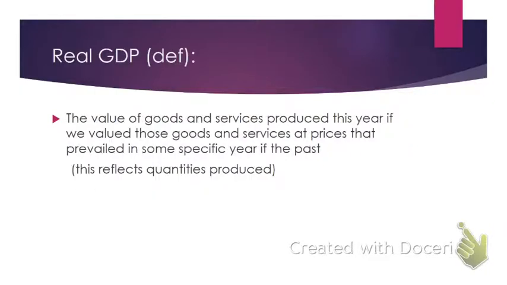Okay. All right, so definition of real GDP. It's the value of goods and services produced this year if we value those goods and services at prices that prevailed in some specific year in the past. Okay, again, so this is reflecting quantity produced. It's not reflecting a change in price. It's reflecting a change, increase or decrease, in quantity produced.